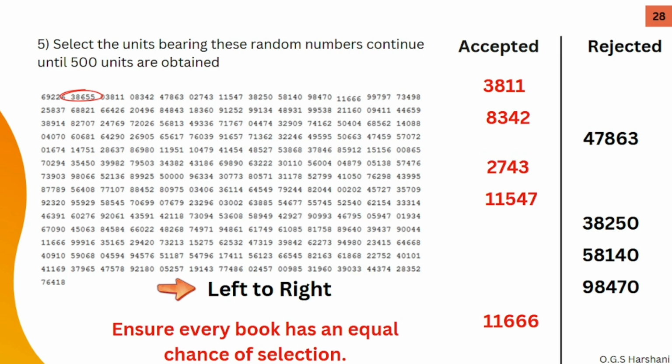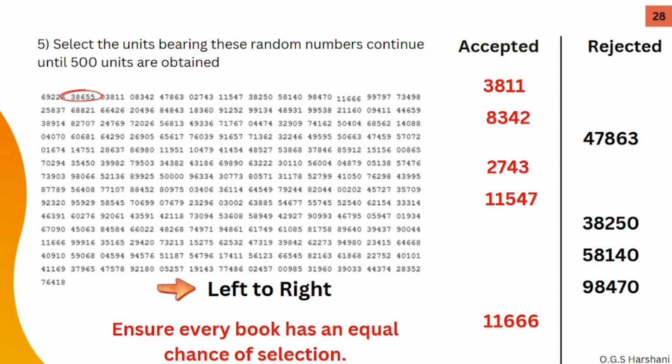Next, select the units corresponding to these random numbers. Continue until 500 units are obtained. In this case, random numbers less than or equal to 20,000 are accepted and others are rejected. By using this random number table, it ensures every book has an equal chance of selection.